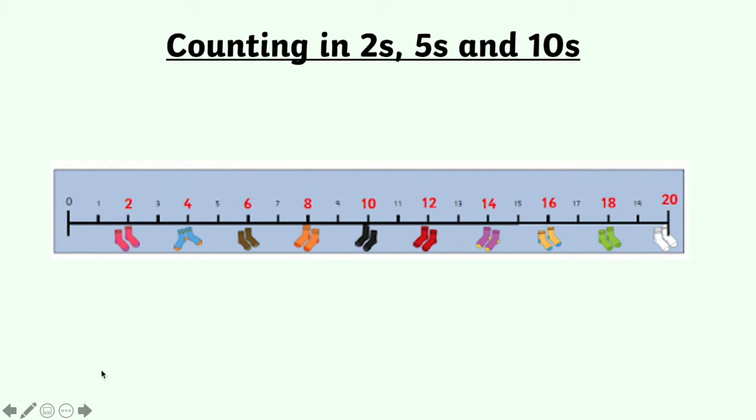Say it with me. 0, 2, 4, 6, 8, 10, 12, 14, 16, 18, 20. And back down, 20, 18, 16, 14, 12, 10, 8, 6, 4, 2, 0. Fantastic. And notice that we've got pairs of socks here as well as we're counting in twos.